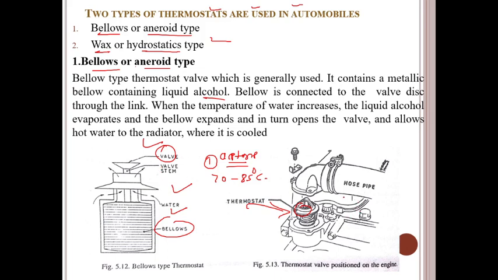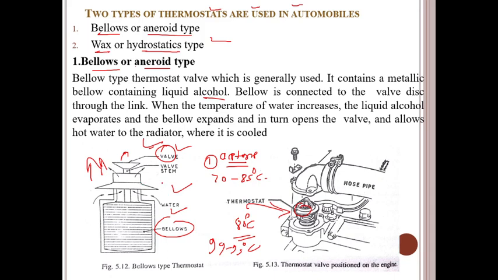But as the coolant temperature reaches the predetermined value, about 80 degrees Celsius, the liquid inside the thermostat is converted into vapor, which exerts pressure on the walls and begins to open the valve, so that water circulation through the radiator starts. The valve then opens gradually further as the water temperature rises, until it is fully open at a temperature of 90 to 95 degrees Celsius.